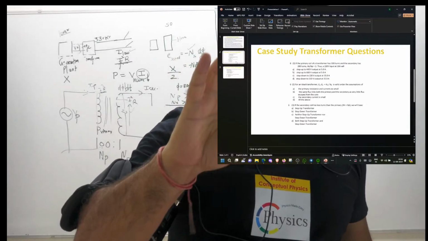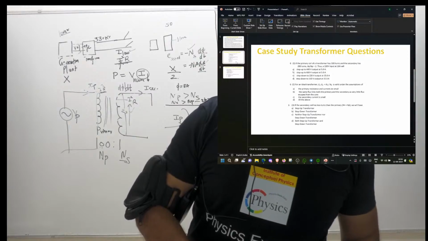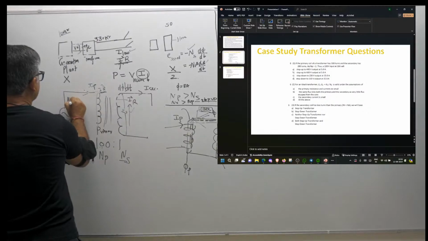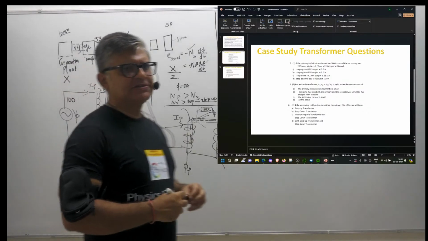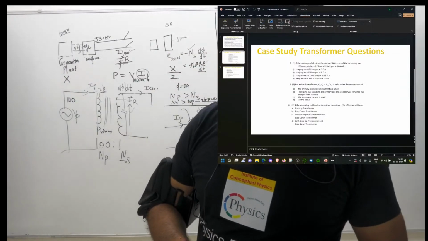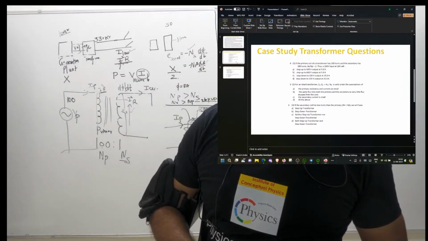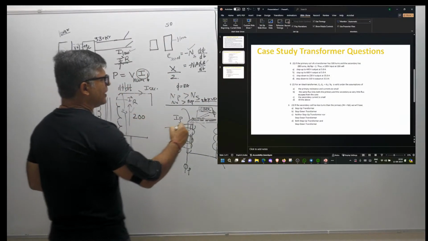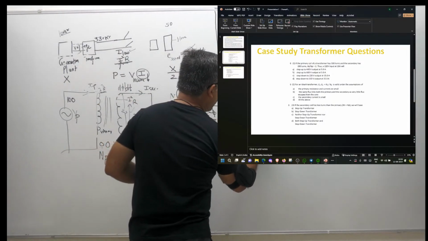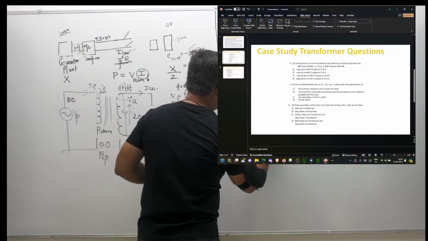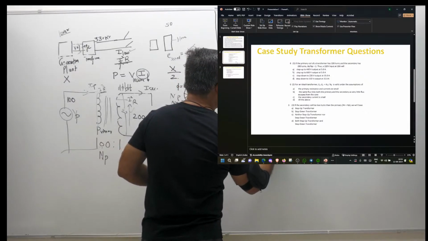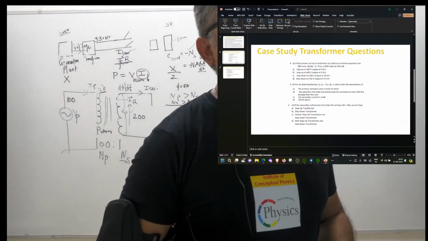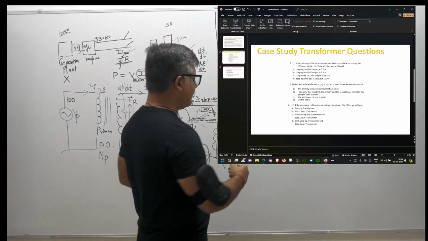Okay, so the question says that the primary has 100 turns, right? So you have 100 turns here, and then it says that the secondary has 200 turns, right? So the turn ratio is 2:1. So Ns by Np is given to be 200 divided by 100, which is equal to 2. And the input current, which is available to you from the primary side, is 10 amperes.